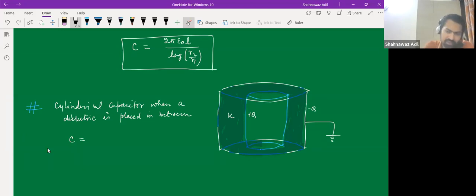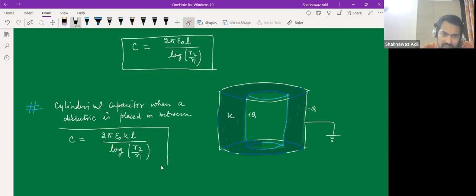Yes. Can you guess, Aisha? Yes, epsilon naught K. Yeah, absolutely right. 2 pi epsilon naught K, and rest remains the same. Good one. So yeah, this would be the capacitance. Right, Aisha. Okay, so please note it down, and then we'll understand the next topics.